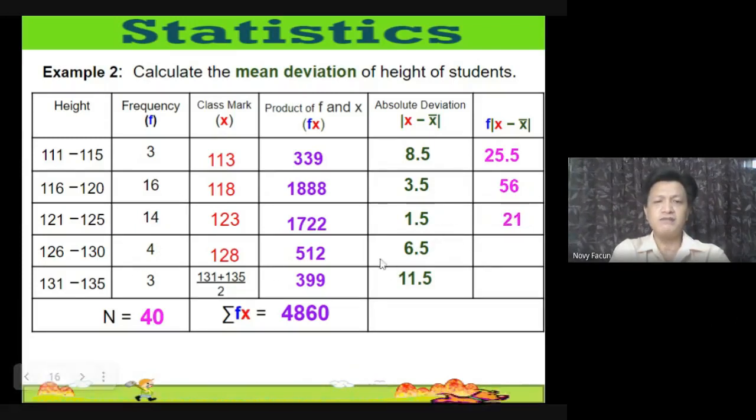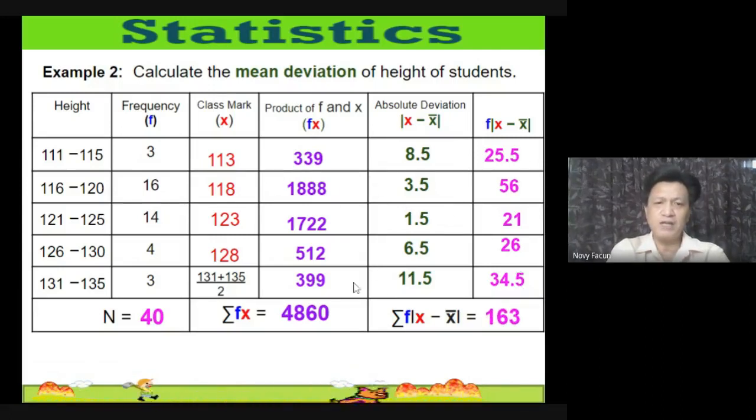Then 4 times 6.5, that is equal to 26. Then 3 times 11.5, that is equal to 34.5. Kapag nakompleto na natin yung product ng frequency at absolute deviation, we can get the summation or i-add lang natin yung 25.5 plus 56 plus 21 plus 26 plus 34.5, that is equal to 163.